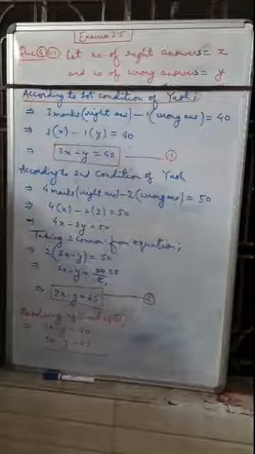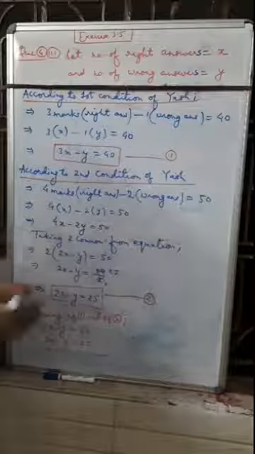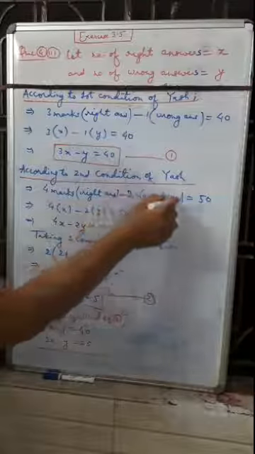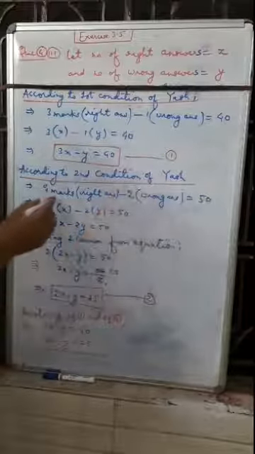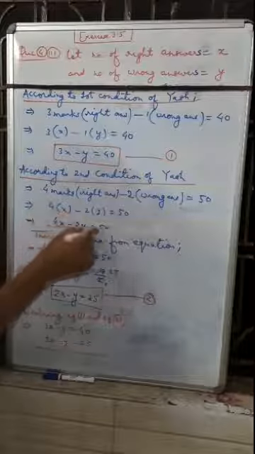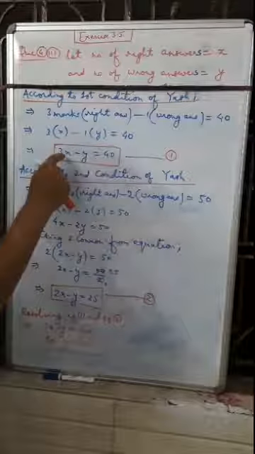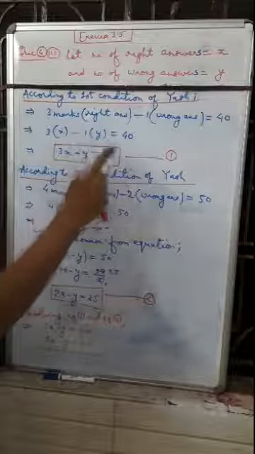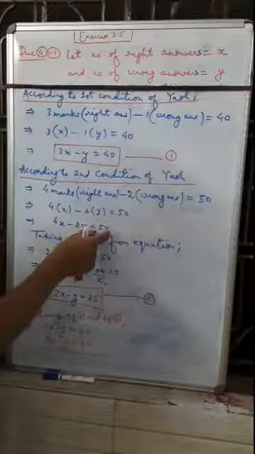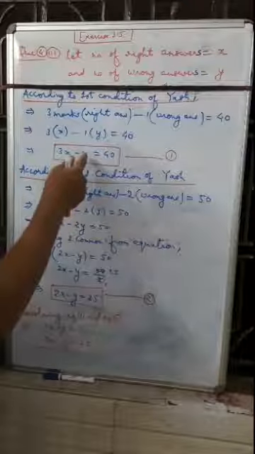According to the second condition, he is awarded 4 marks for each right answer, so 4 marks into right answers minus 2 marks for wrong answers is equal to 50. So 4 into x minus 2 into y is equal to 50. So 4x minus 2y is equal to 50. Now we are looking here: equation 1 is 3x minus y is equal to 40, but here the equation is 4x minus 2y is equal to 50. So no coefficients are the same.